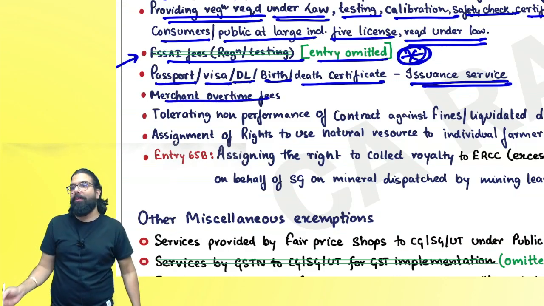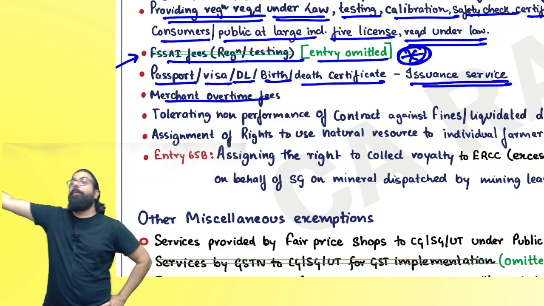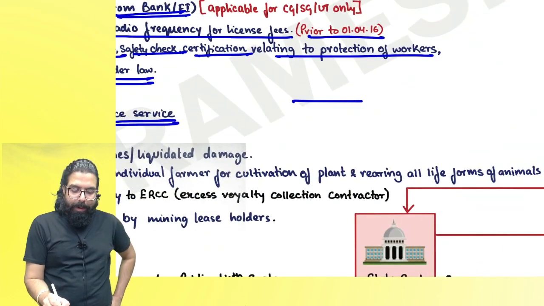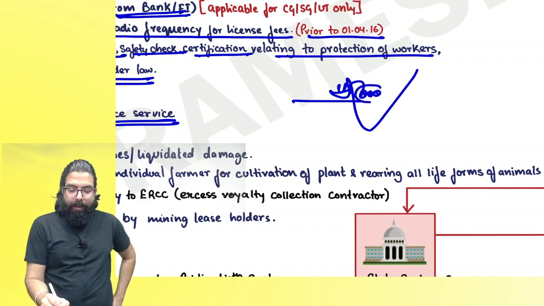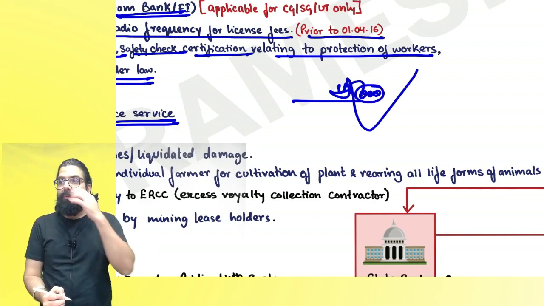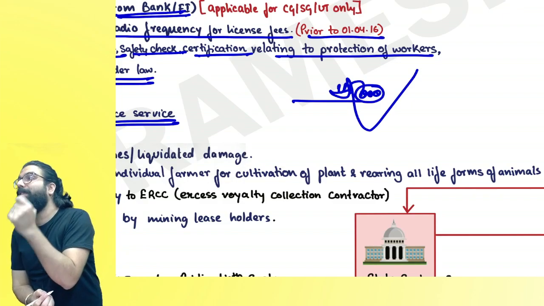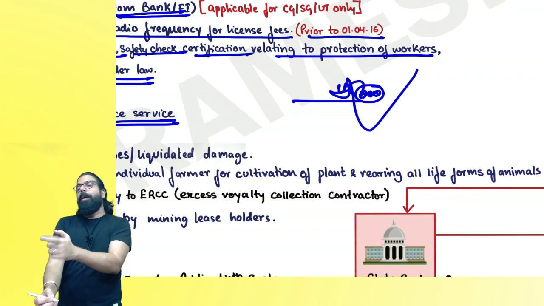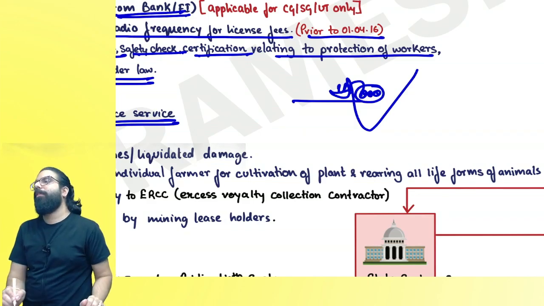Merchant overtime fees. What is merchant overtime fees? My goods have come by ship to the port, and I want to unload the goods. But it is after office hours. After office hours, if you want to unload your goods at the custom port, you have to pay something called merchant overtime fees. On merchant overtime fees, the government will not charge you any GST.